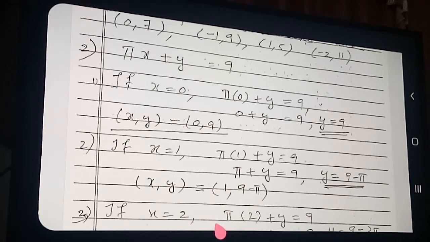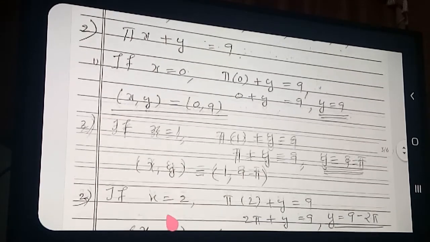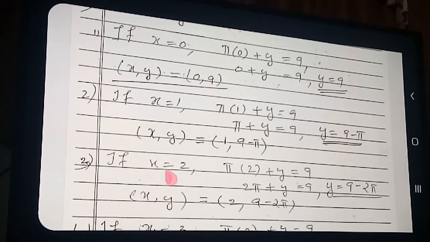Clear? Now you will get the third solution. If x is equal to 2, in the place of x you apply the value 2. Pi into 2 plus y is equal to 9. That means 2 pi plus y is equal to 9. Therefore y is equal to how much?